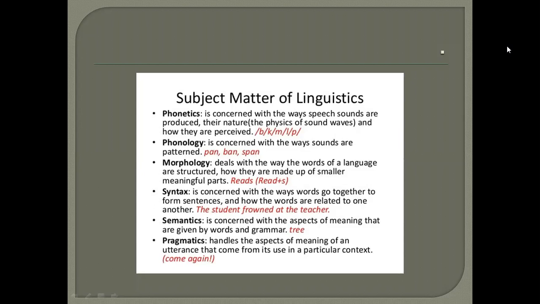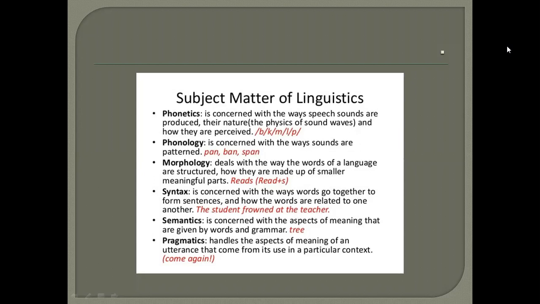Next concept is morphology. Morphology deals with the way words of a language are structured, how the words are made up of smaller meaningful parts. That is, read plus s, meaning how words are formed, how words are structured. Morphology is concerned with this idea.